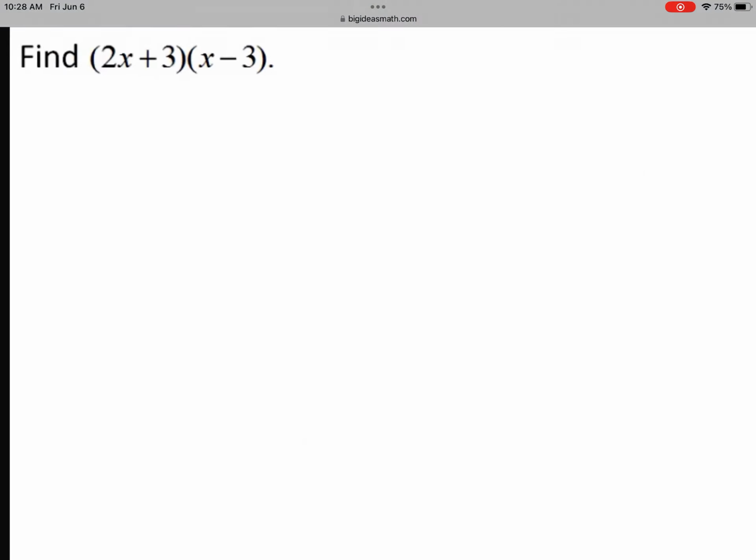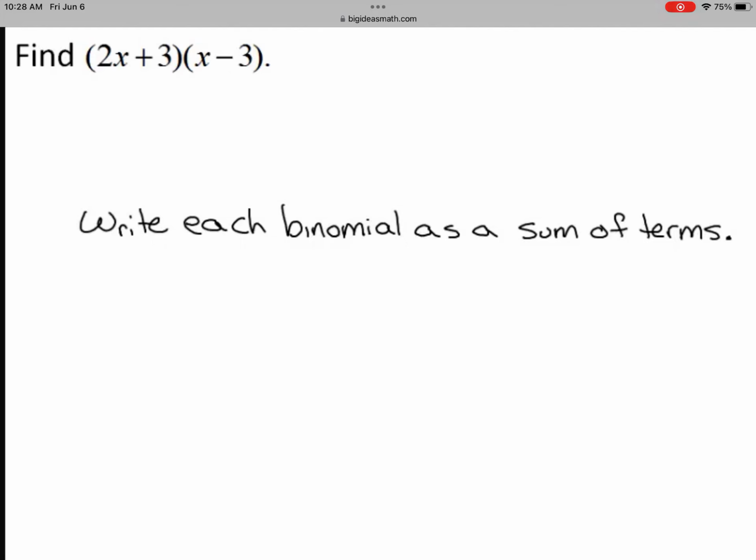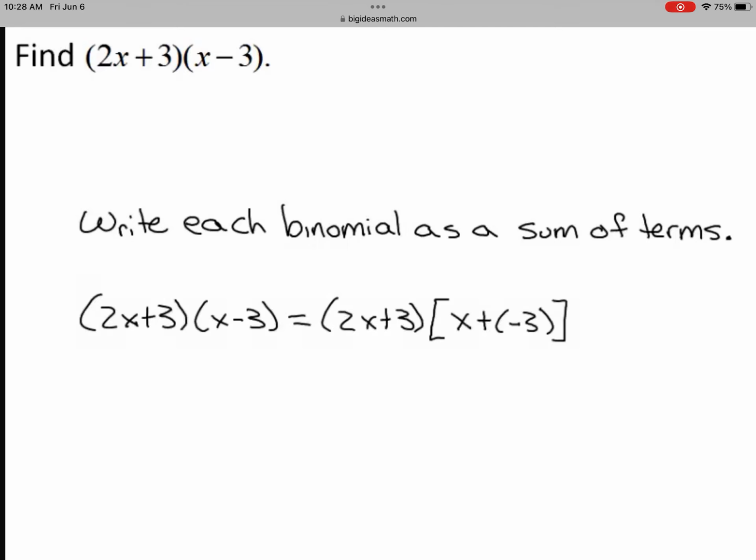Find the quantity 2x plus 3 times the quantity x minus 3. First write each binomial as a sum of terms. Notice that the quantity 2x plus 3 times the quantity x minus 3 can be rewritten as the quantity 2x plus 3 times the quantity x plus negative 3.